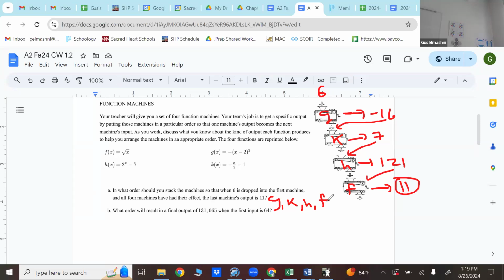You guys, do a hit. Start with G. G is the way to go. Start with G.